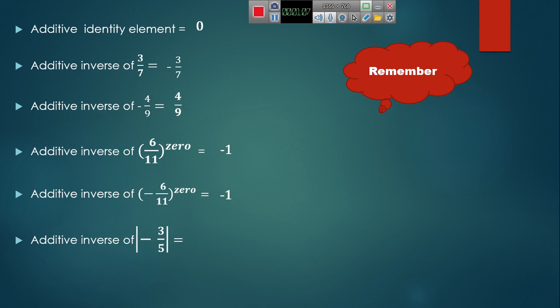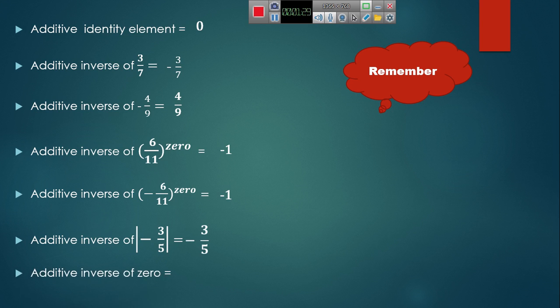The additive inverse of the absolute value of negative 3 over 5: since the absolute value clears the negative sign, we get 3 over 5 as a positive fraction. So the additive inverse of positive 3 over 5 is negative 3 over 5.